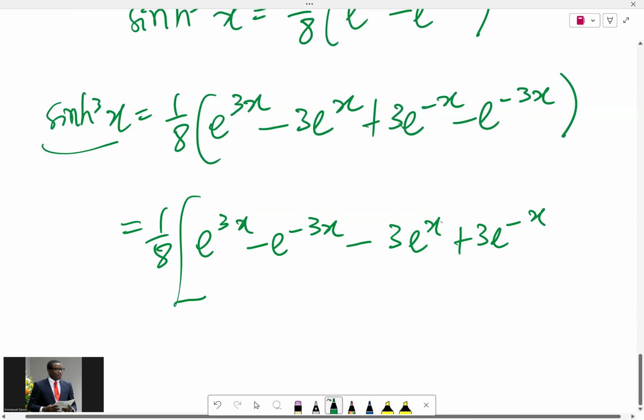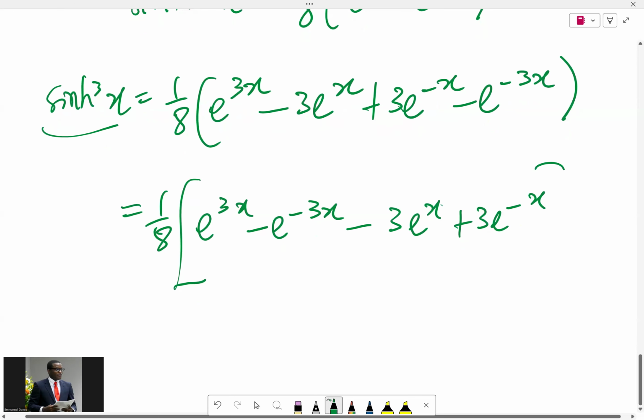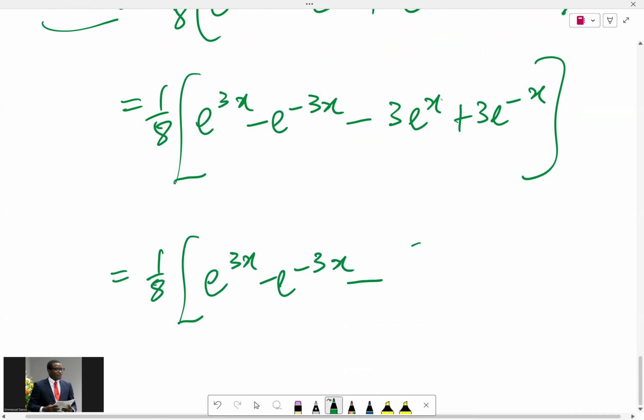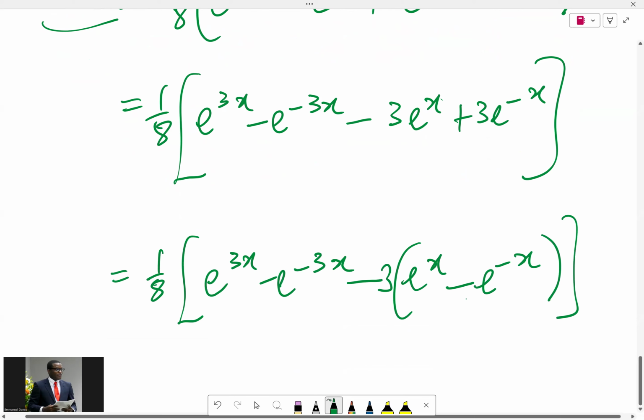So you have e raised power 3x, e raised power minus 3x. We have that. So the next thing we can do, we can factorize. We have 1 over 8 into e raised power 3x minus e raised power minus 3x. Then here, minus into minus 3 in short, because 3 is common, e raised power x. Of course, because minus is outside, this one changes to minus e raised power minus 3x, e raised power minus x. So minus plus, okay?